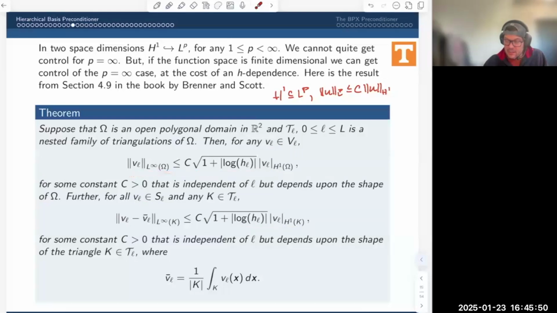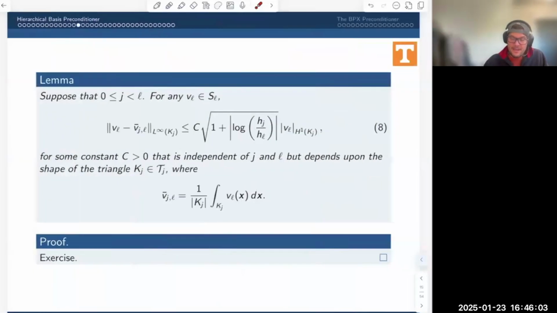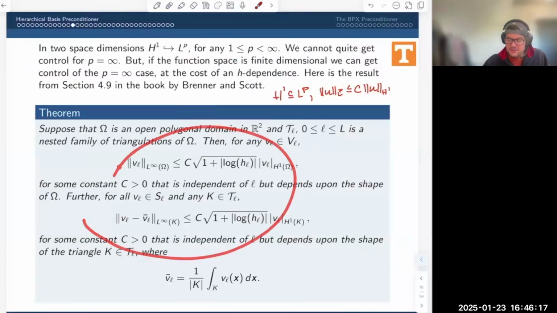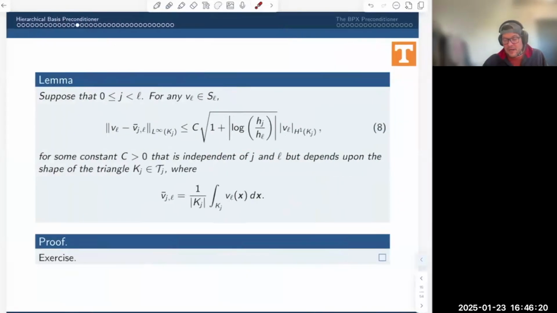This result is the one we need, and we're not going to prove it, but this is what brings about that logarithmic dependence that you see in our condition number estimate. And this dependence here is just derived from that previous one. So this is a lemma which is just a follow-up of this theorem here. So it's just a slight rebranding of things, or a slight rewriting of things. So I'm going to skip that one.